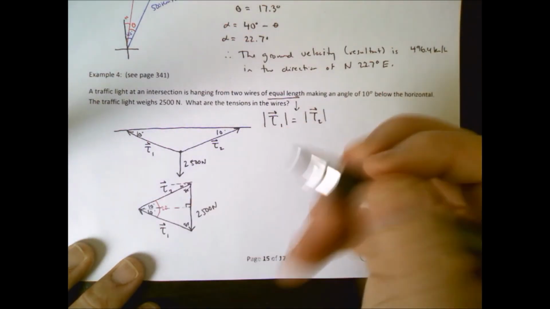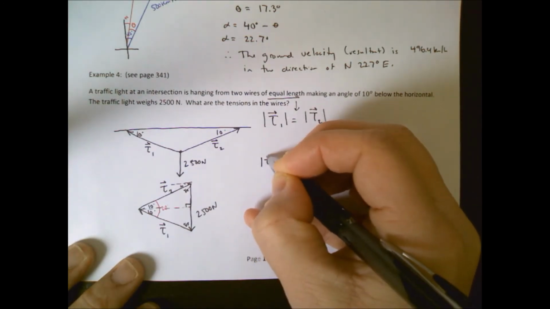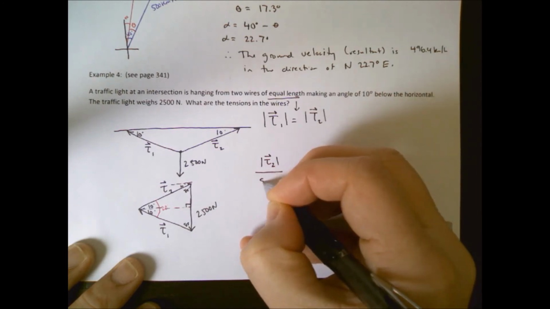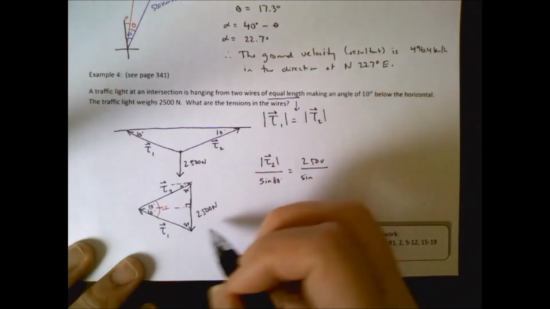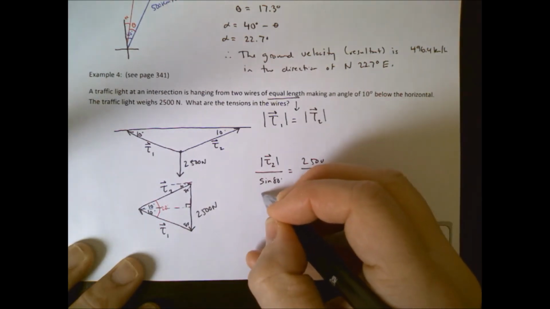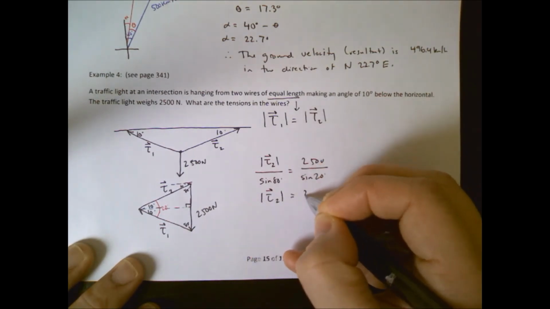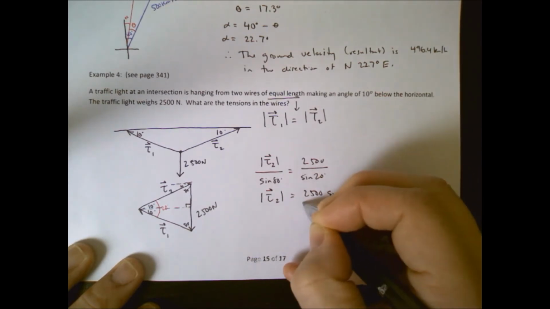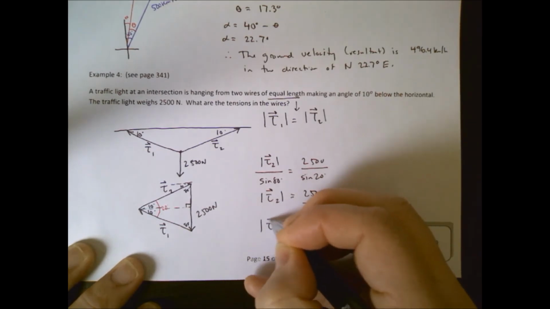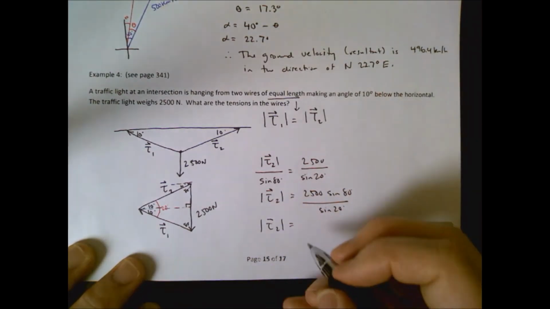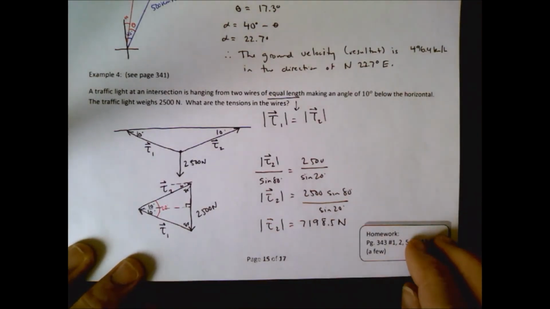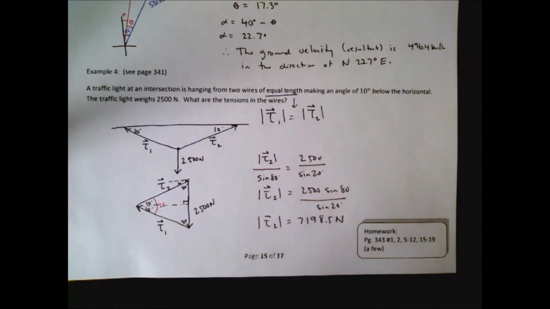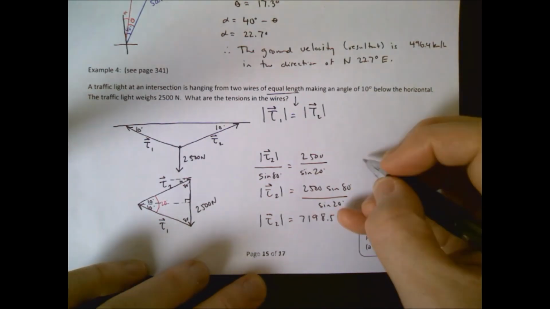So let's find the magnitude of T2. I've got three angles and one side length, so I need to use sine law. Magnitude of T2 over sine of 80 is equal to 2,500 over sine of 20. So I know magnitude of T2 is equal to 2,500 sine of 80 over sine of 20. Magnitude of T2 is going to be 7,198.5 newtons. There we go. And that's really all I need to do because I've already got a direction of the vector, so I'm going to write a therefore statement.